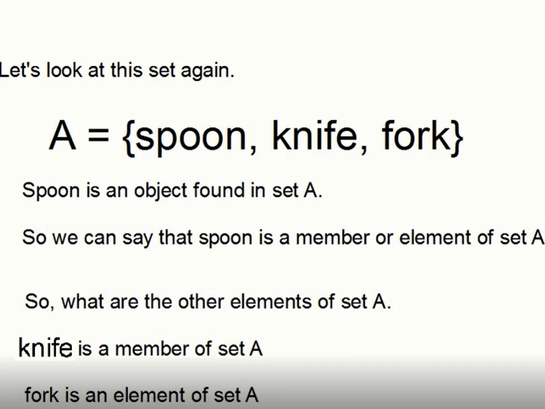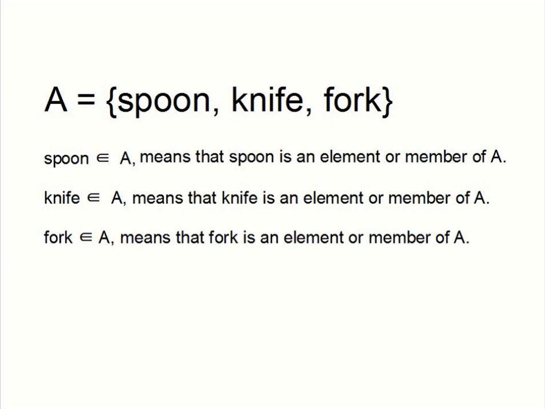So you would have noticed that I can use the word member and element interchangeably. It is correct to say member. Knife is a member of set A. It is also correct to say knife is an element of set A. So any object found in a particular set is said to be a member of that set or an element of that set.